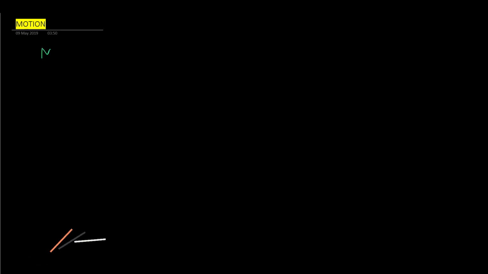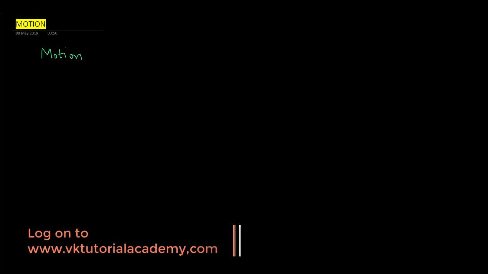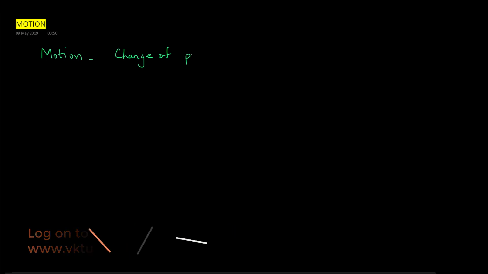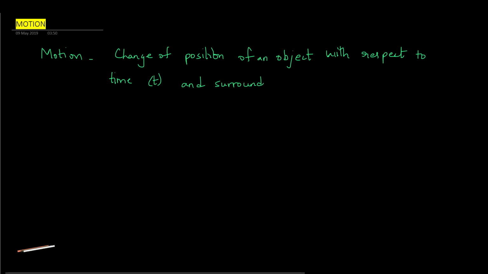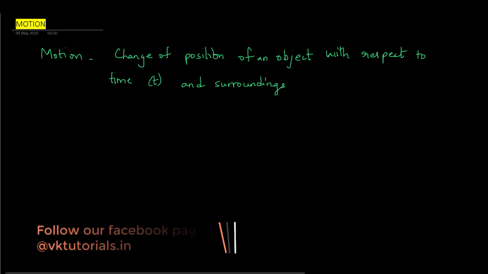So let's see what's motion. Motion: change of position of an object with respect to time, small t, and surroundings. So what is motion? Change of position of an object with respect to time and surroundings.